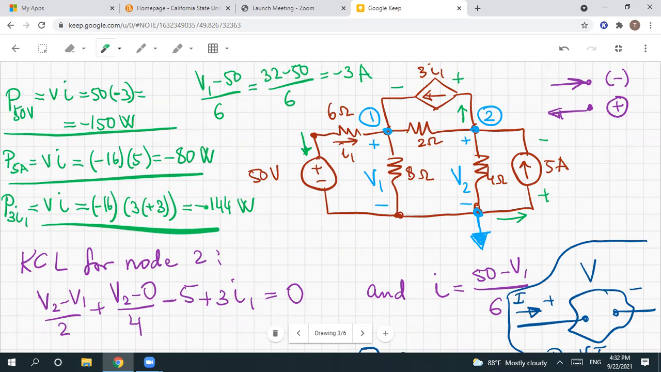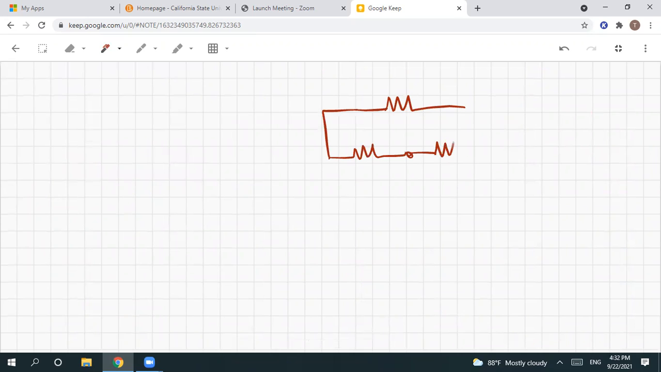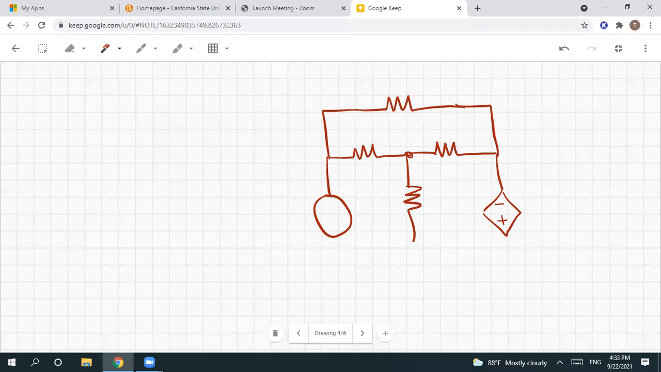So let me see this example. Okay, let me go to the next screen. Assume that we have the following circuit. And we have here one resistor, another resistor, and we have a voltage source, minus plus, and here we have a resistor, and here we have a voltage source, plus minus.